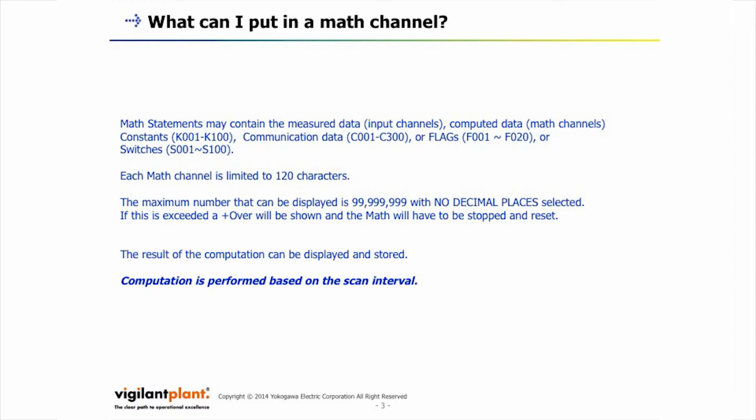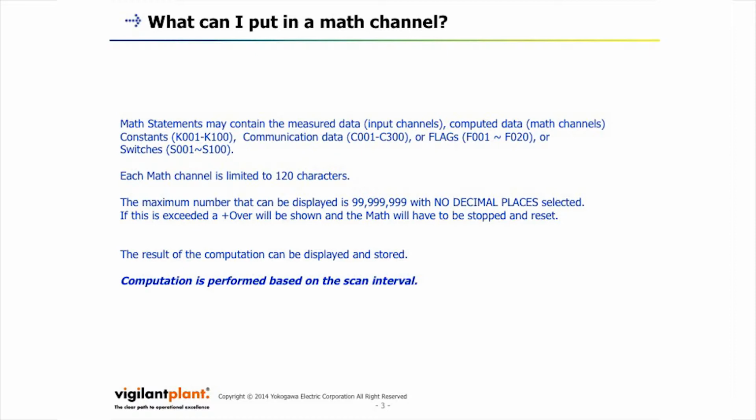If you have 2 decimal places, then that drops that number down to 999,999.99. If you exceed this number, you will get a plus over in the display and your math will have to be stopped and manually reset. As a result of that, we'll show you some different examples of ways to take large numbers and divide them later on in the presentation.